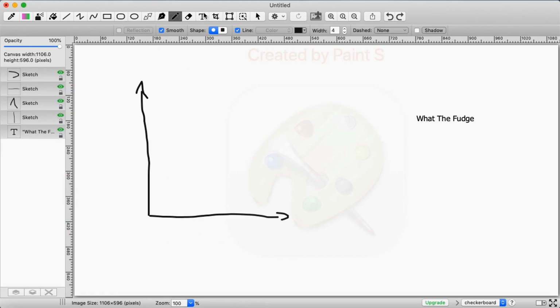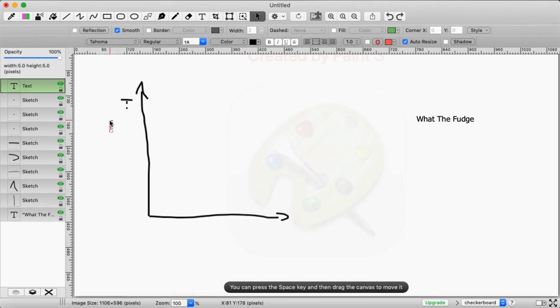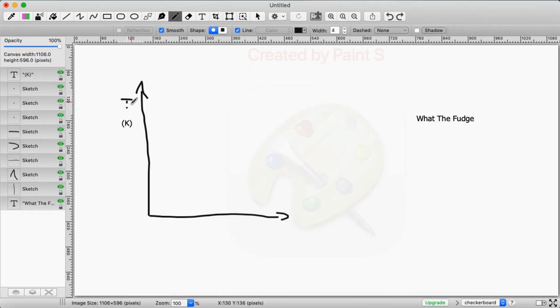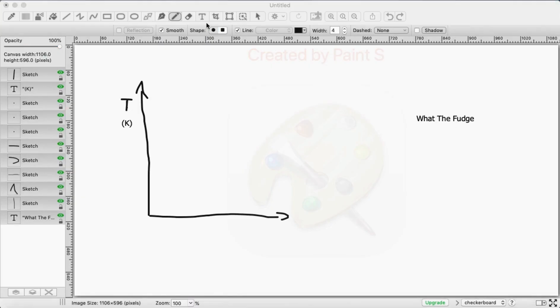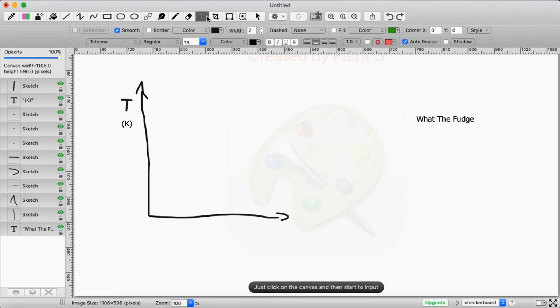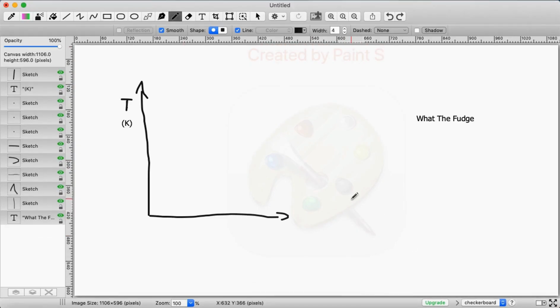And we're going to call this temperature, and it's going to be in Kelvin. If you know what Kelvin is, I'll go over it really quick. Basically, it's another measurement scale like Celsius.